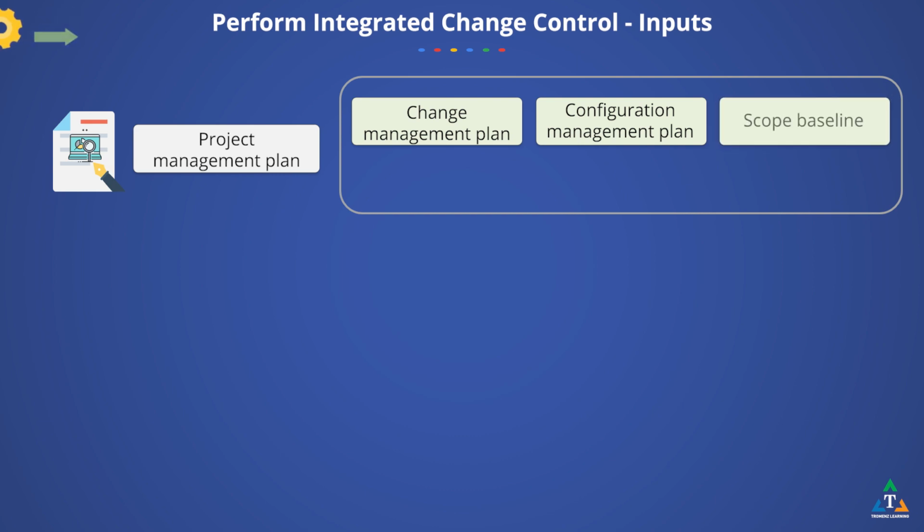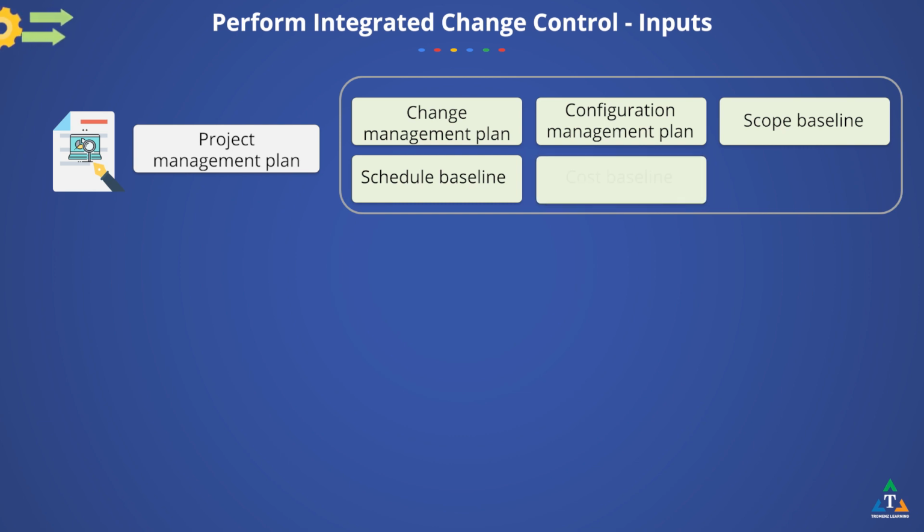The scope baseline provides the project and product definition. The schedule baseline is used to assess the impact of the changes in the project schedule. The cost baseline is used to assess the impact of the changes to the project cost.